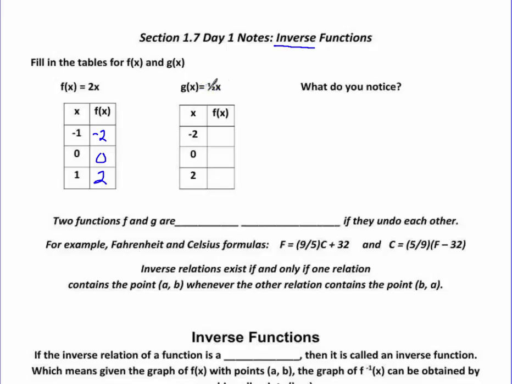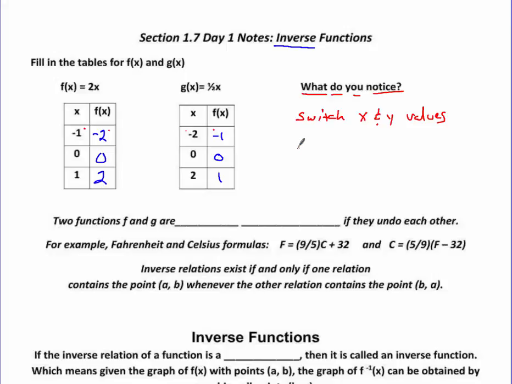Now if we come over and look at our g of x, we see that it's g of x equals 1 over 2x, so 1/2 x. So we'll use the values they give us here. We plug in -2, we'd get -1. We plug in 0, we'd get 0. And we plug in 2, we'd get 1. And the question here is, what do you notice? So hopefully you see that the x values and the y values have switched places. So -1, -2 became -2, -1. We switched the x and the y values.